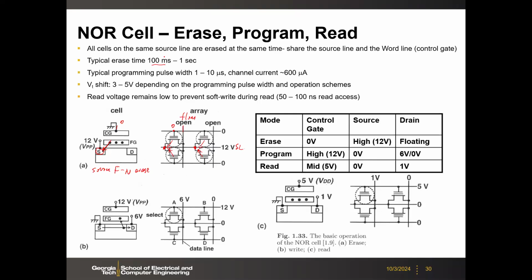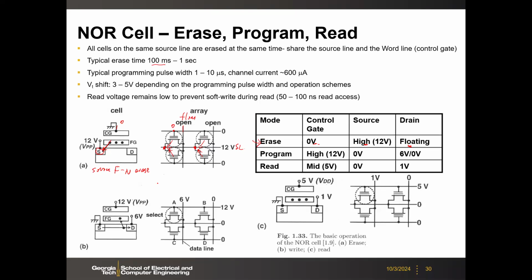And then for the programming, by the way, if you look at the bias scheme in the table, here we talk about the erase. So you have those bias voltages on the terminals, like the control gate, source, and the drain. And then the programming, okay, so here, very important.